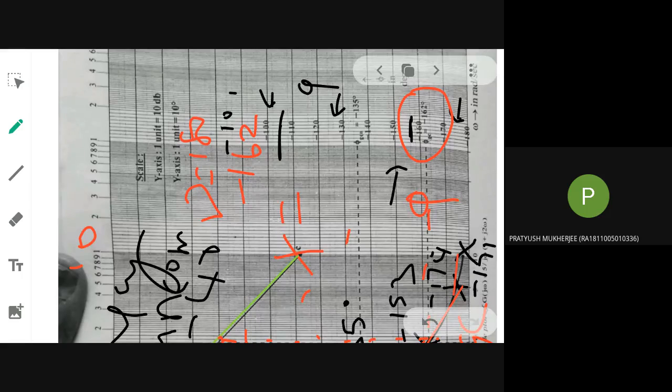What is the answer that you are getting? 180 minus 162. 18. Okay, so 18. But now comes the question.